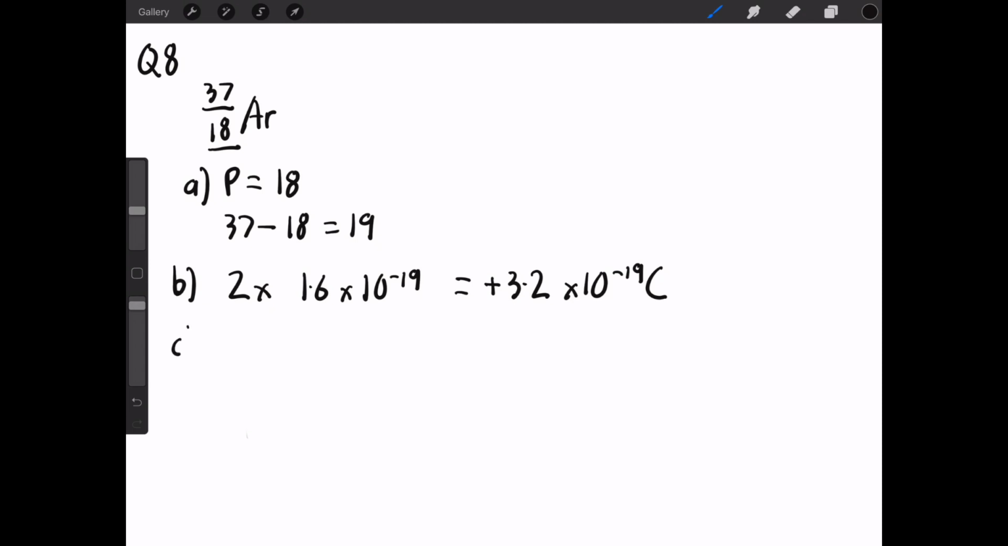Part C. Which constituent particle of the ion has a 0 charge per unit mass ratio? Well, any particle that has no charge will have no charge per mass ratio because you'll have 0 on the top of the fraction. And the only part of the atom which has no charge is the neutron. The next part, that's part 2. The largest charge per unit mass ratio.